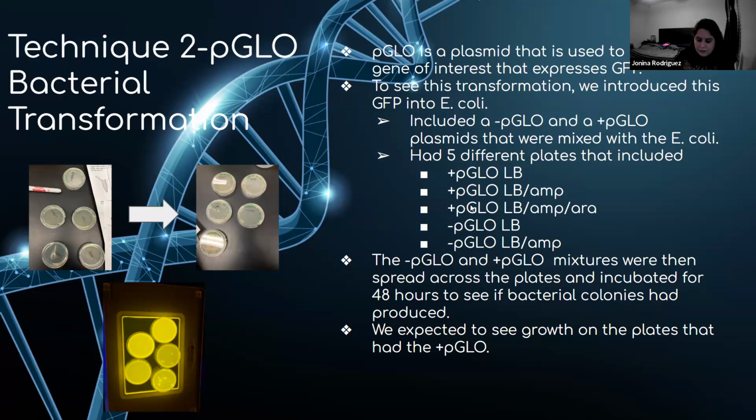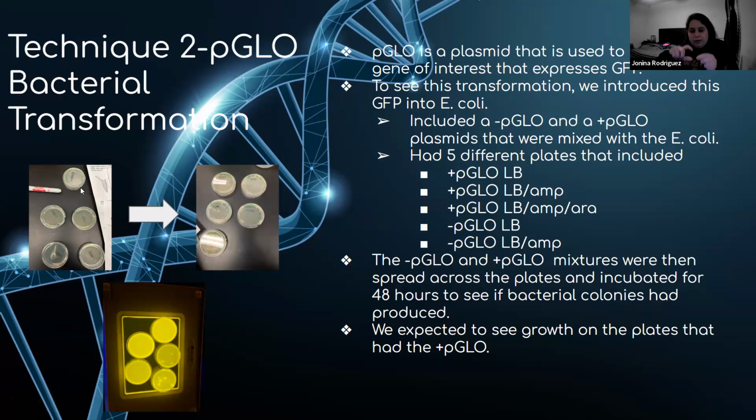And then the last one is ARA, which is short for arabinose, which is a sugar that helps amplify the GFP that we will want to see when we put this on a black light or underneath, as you can see down here. We're going to want to see the glowing when we actually look at the bacterial colonies. So once we did that, they were spread across the plates.